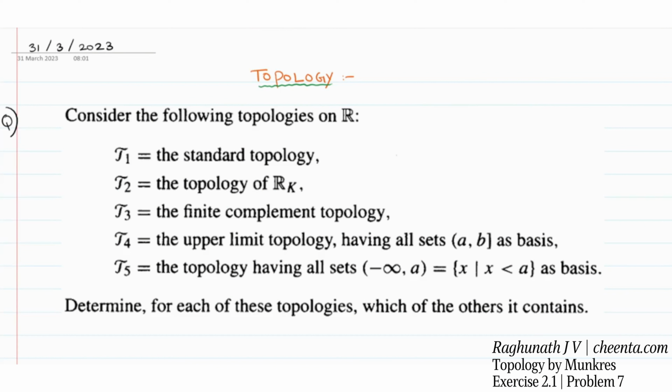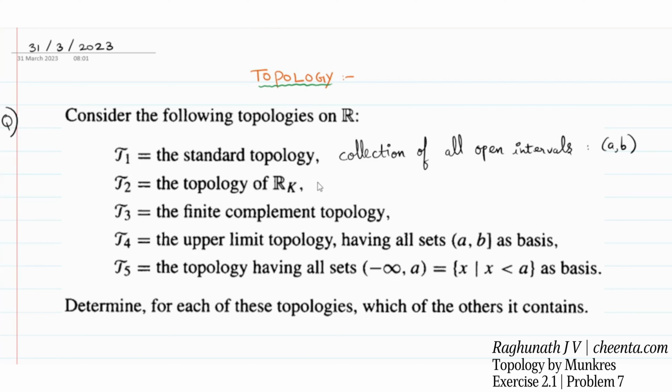So consider the following topologies. T1 is the standard topology. Standard topology means it is the topology generated by a basis, which is a collection of all open intervals in R. Open intervals are nothing but sets of the form (a, b). The collection of all these intervals will form the basis for this topology.